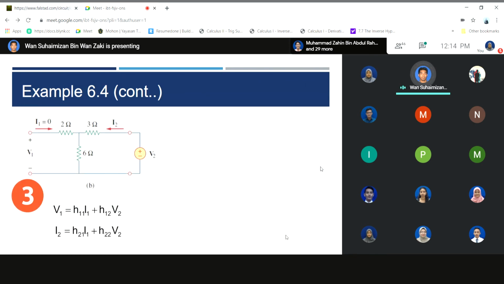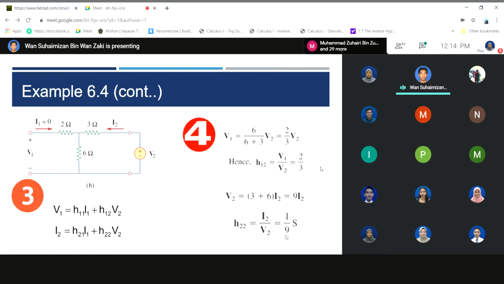So next, you need to set I1 equals to 0, open port at port number 1. So apply voltage at port number 2, because this is hybrid. So you're hybrid between Z and Y testing, right? So next, by setting I1 equals to 0, you can get the H12 relation between V1 and V2.